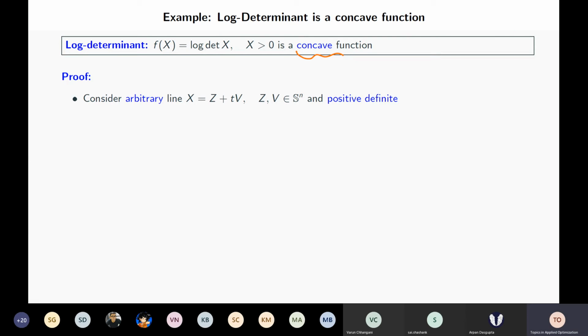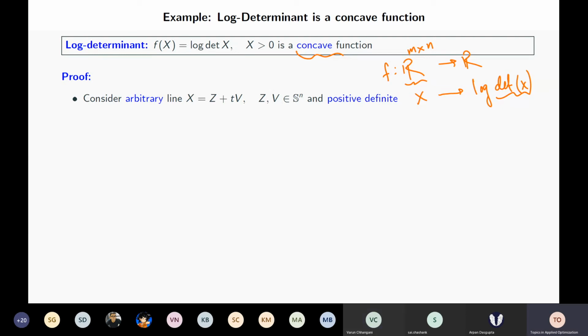So how will we prove results like this? It's the log of the determinant of X. This is a matrix function, going from R^(m×n) to R. It takes a matrix X and gives you a number, the log of the determinant of X, because the determinant is a number and the log of a number is a number. So the input is a matrix variable, and the outcome is a real number.